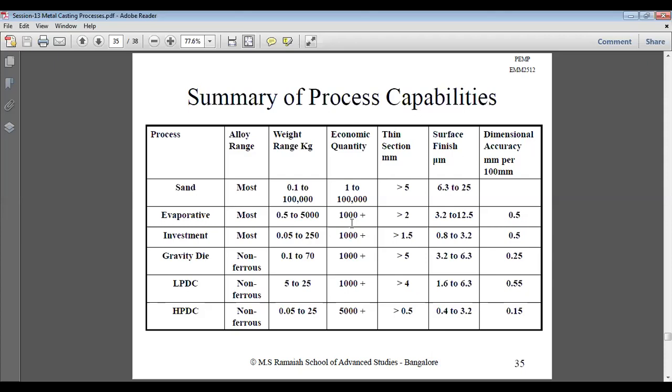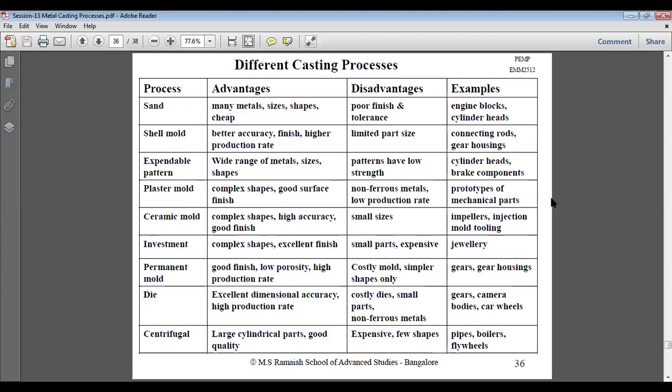The surface roughness is 6.3 to 25, and dimensional accuracy is also not good. So parts that need a good surface finish and good accuracy are not cast by sand casting, or if they are cast, they will have to be machined to give a good surface finish. So these are the summaries, the advantages and disadvantages of the different types of casting that we have already studied. Sand casting can be applied to any type, any shape, any size, any metal, but has poor surface finish and tolerance; it can make engine blocks and anything you want. Whereas shell, expandable, and plaster have a wide range of varieties, are used for limited parts, and at the same time give a good surface finish.